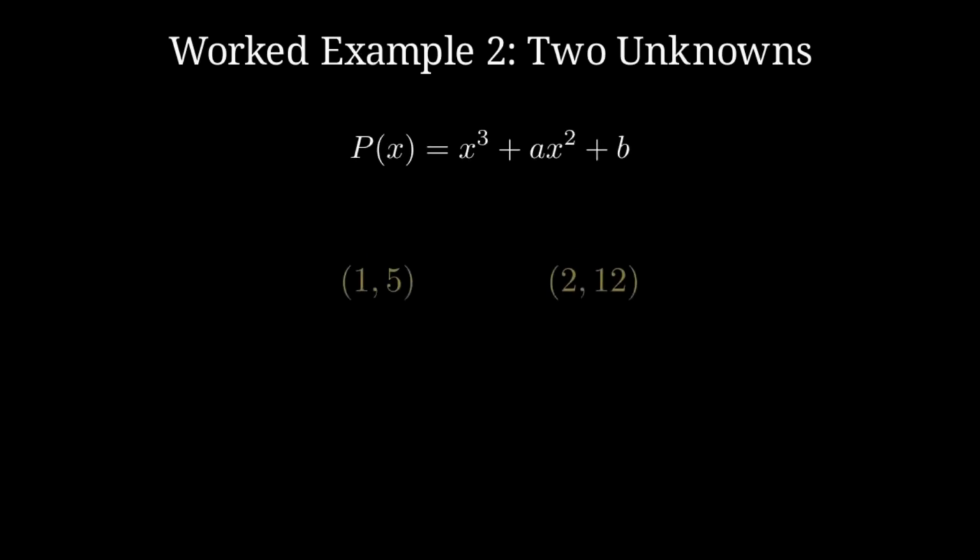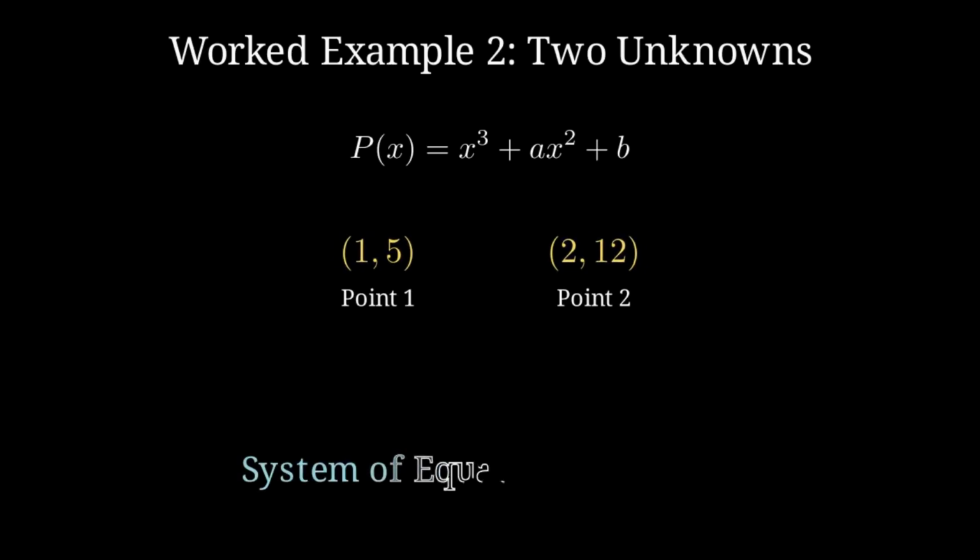What if there are two missing coefficients? We would need two remainders. This creates a system of equations. Each remainder provides one linear equation, and solving the system reveals both unknown values simultaneously.